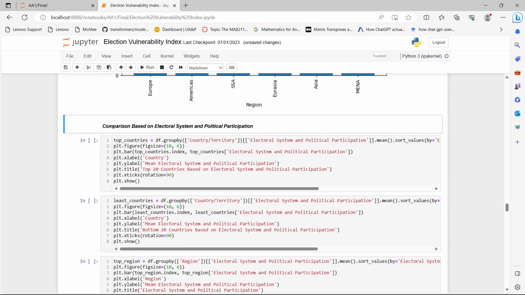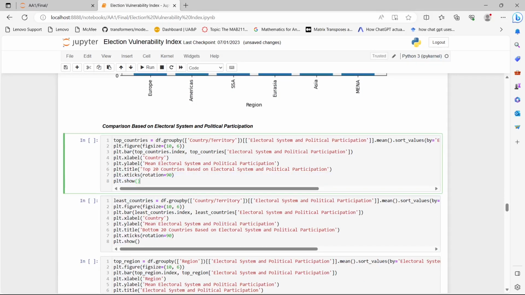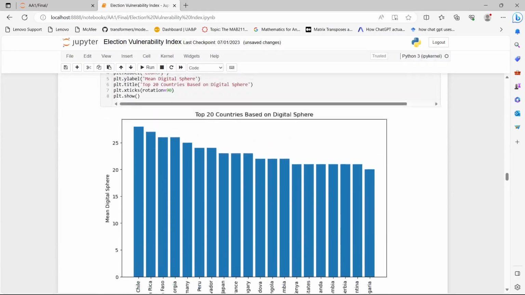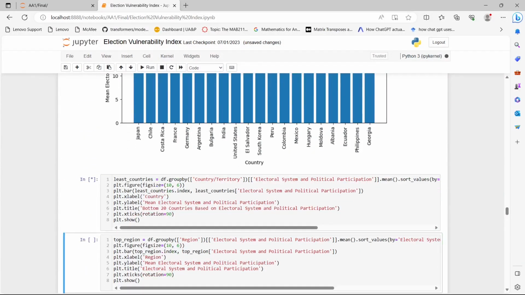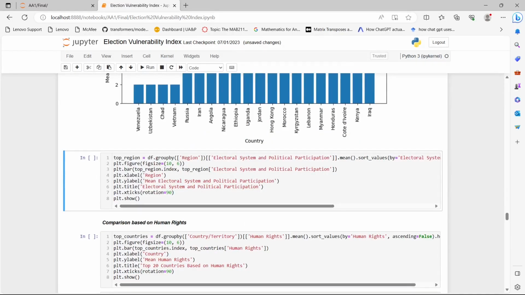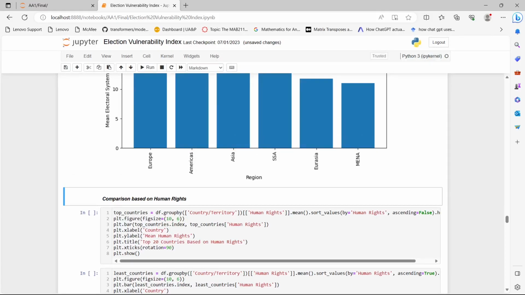Now let's go to electoral system and political participation. Again, this is by country and also by region. Let's see which of these countries are the least vulnerable. Japan is least vulnerable, Chile, Costa Rica, France. I think this is very consistent with the previous one. What about the most vulnerable? Is Iran still there? Iran is still here. It's Venezuela, Pakistan, Chad, Vietnam. Vietnam is still here. What about with respect to the region? Europe, and MENA is still lacking.